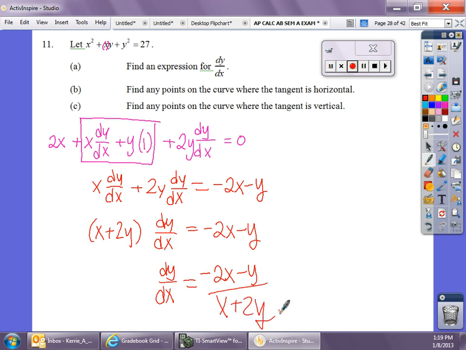Okay, so hopefully I did that correctly. Find any points on the curve that have horizontal tangents. Horizontal tangents happen when the derivative is equal to 0.